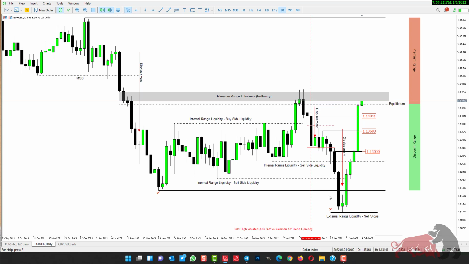Now, Euro USD, the moment it closed above $11.85, you as a trader should have been in a position to say that, okay, we've broken the market structure to the upside. So probably this was a run of liquidity, a run of external range liquidity in the form of sell stops. So the market now looks to trade to the upside, right? There was underlying strength.